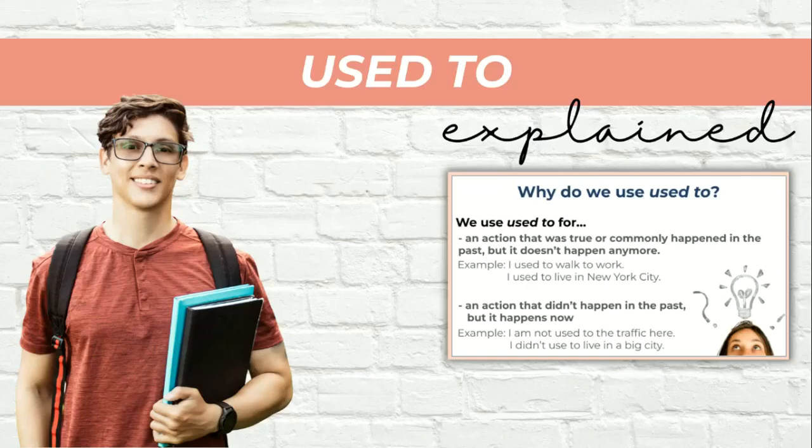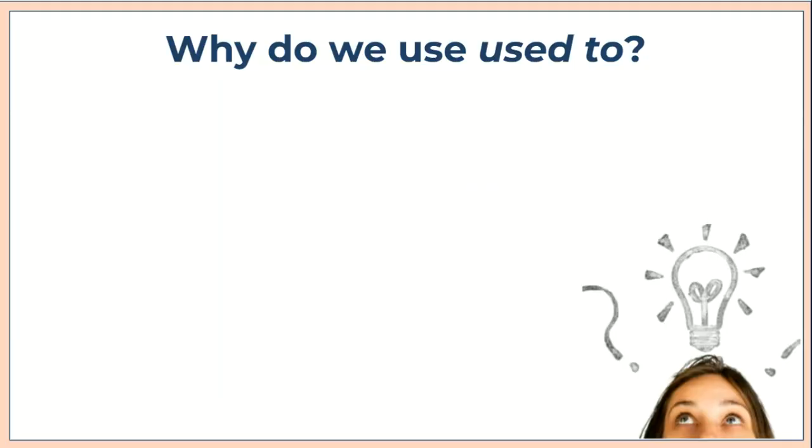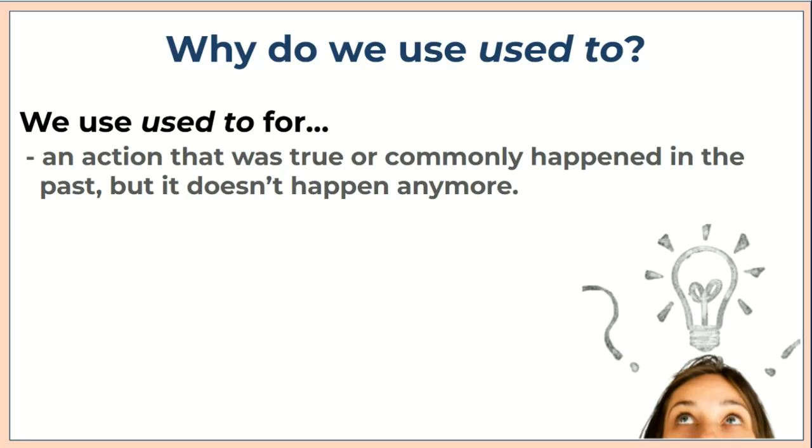Let's learn about used to and how we use it. So to start, why do we use used to? Used to is used for two main ideas. First, we use it for an action in the past that was true or it commonly happened, it was part of your routine, but it doesn't happen anymore or it's not true anymore.